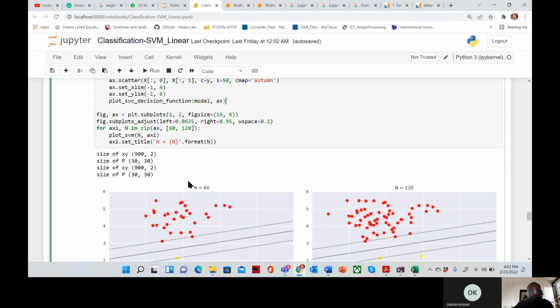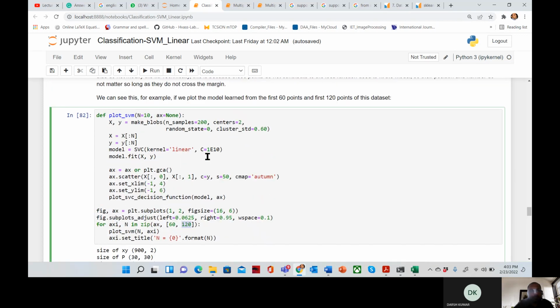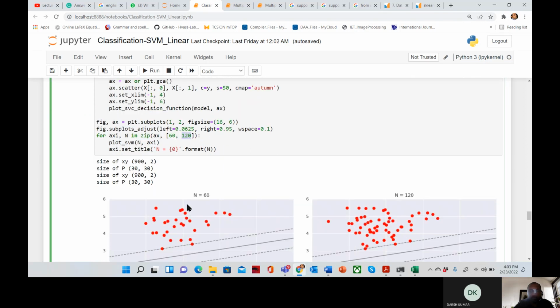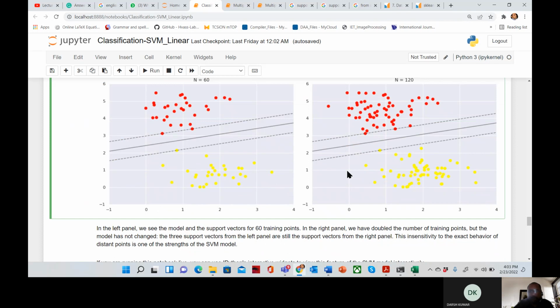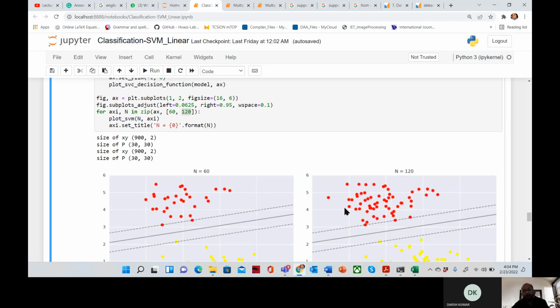Now for the same thing, next time we are just increasing n is equals to 120 and we are plotting once more. So when n is equals to 120, we have this graph. You can see when n is equals to 60, we have three support vectors. Can you see this? Yes sir. And when n is equals to 120, we have 1, 2, 3, 4 support vectors. Yes or no? Yes sir.